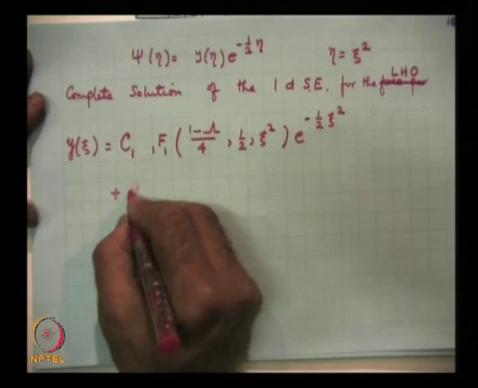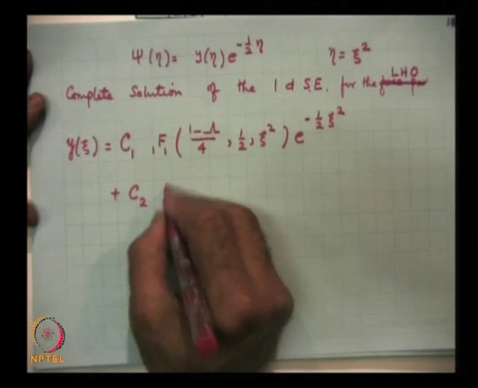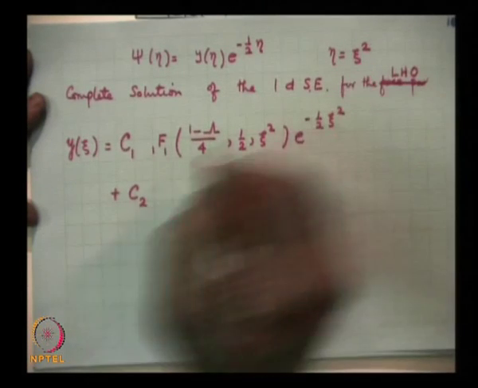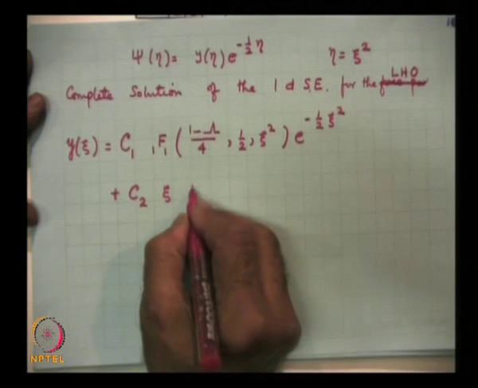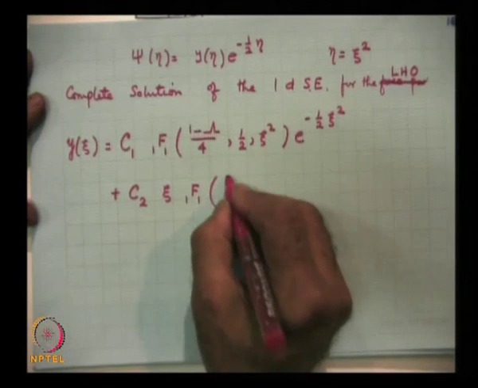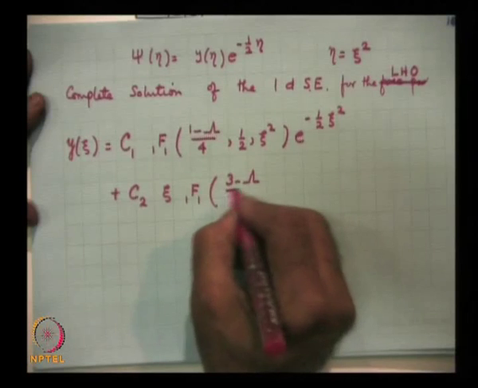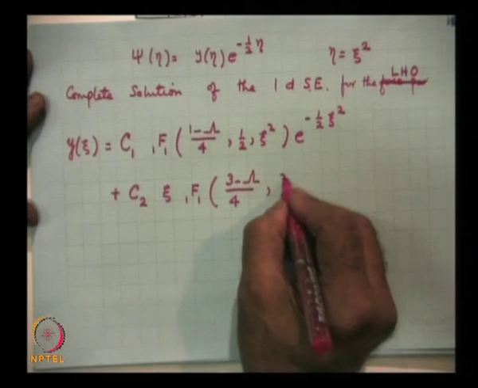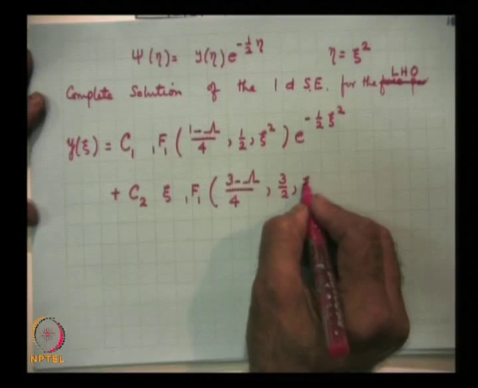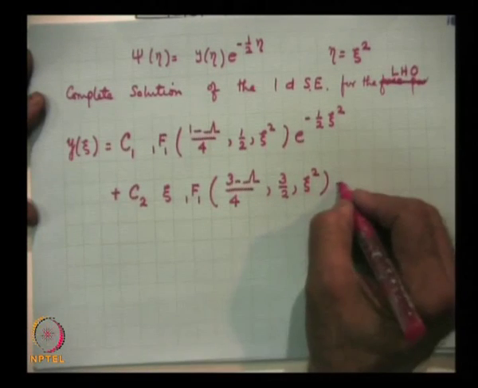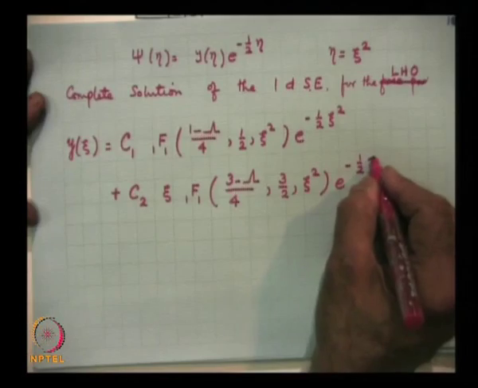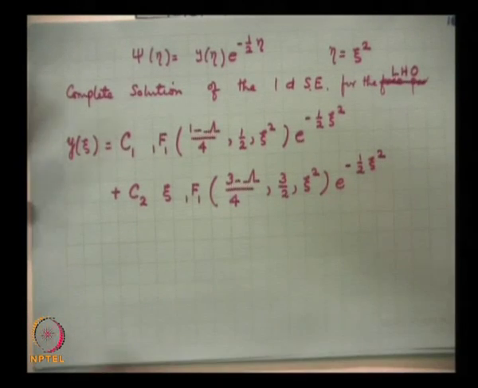plus c2 square root of eta. Square root of eta is just xi, F11 3 minus lambda by 4 comma 3 by 2 comma xi square e to the power of minus half xi square. This is the complete solution, rigorously correct and valid for all values of xi.